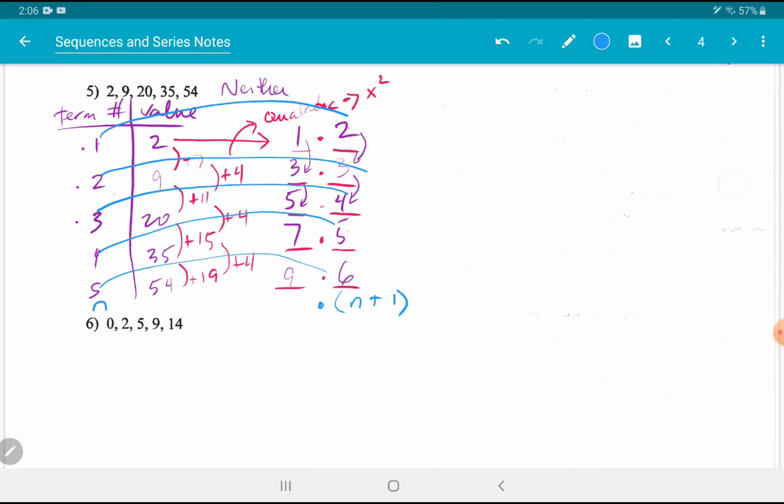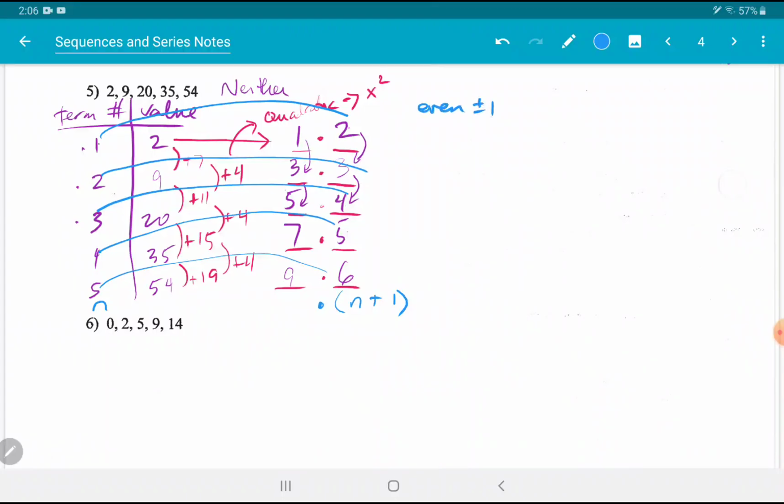And then I multiply that by, well, how am I getting those first numbers? 1, 3, 5, 7, 9. What are those? Well, those are all odd numbers. How do you get odd numbers? Well, you take an even number and you either add or subtract 1, right? That gives you an odd number.